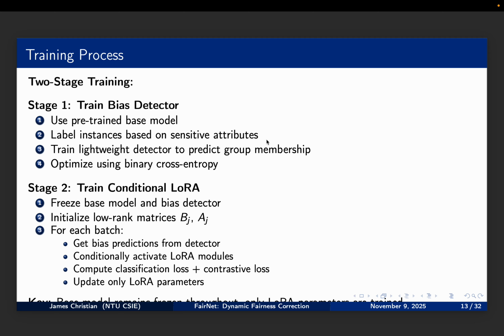train conditional LoRA. First, freeze the base model and bias detector. Second, initialize low rank matrices Bj and Aj. Third, for each batch, get bias predictions from the detector, conditionally activate LoRA modules, compute classification loss plus contrastive loss, and update only LoRA parameters. The key point is the base model remains frozen throughout. Only LoRA parameters are trained.